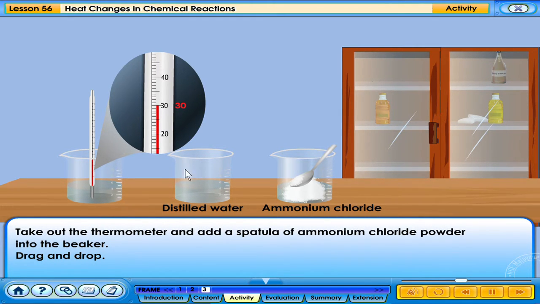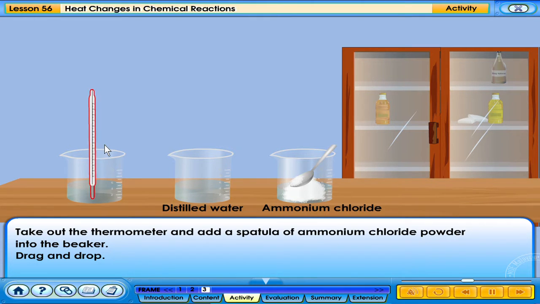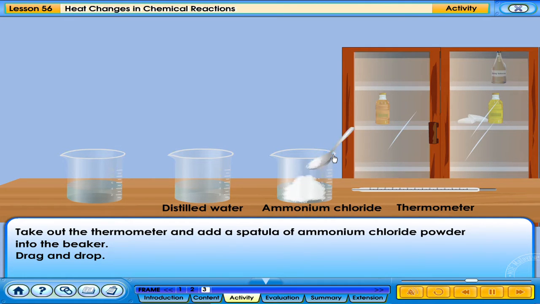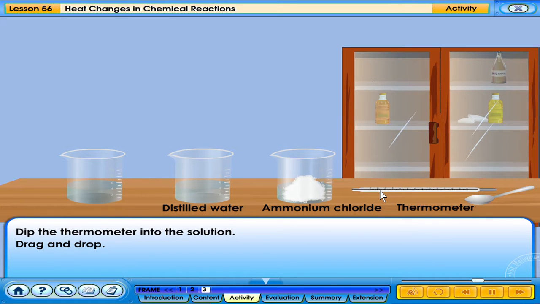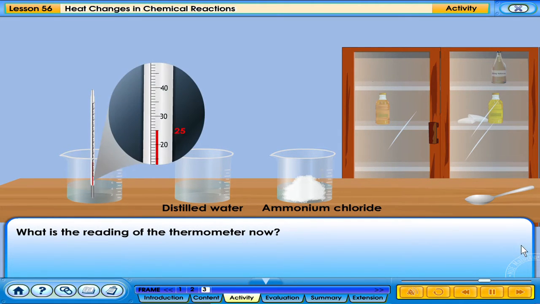Take out the thermometer and add a spatula of ammonium chloride powder into the beaker. Drag and drop. Dip the thermometer into the solution. Drag and drop. What is the reading of the thermometer now? The reading is 25 degrees Celsius. This means there is a change in temperature. There is a decrease of 5 degrees Celsius.